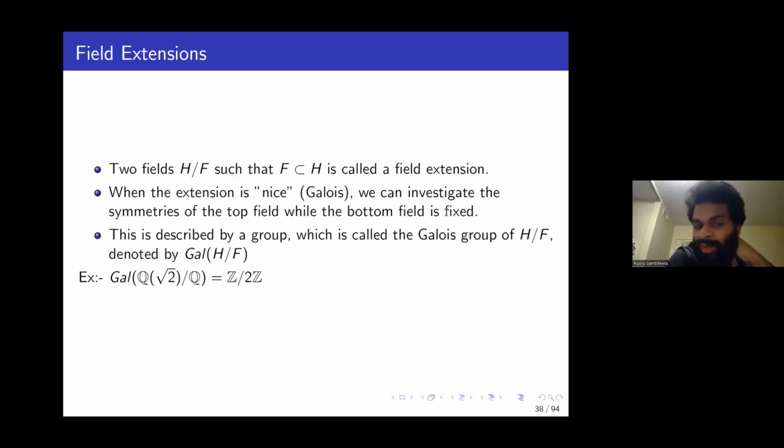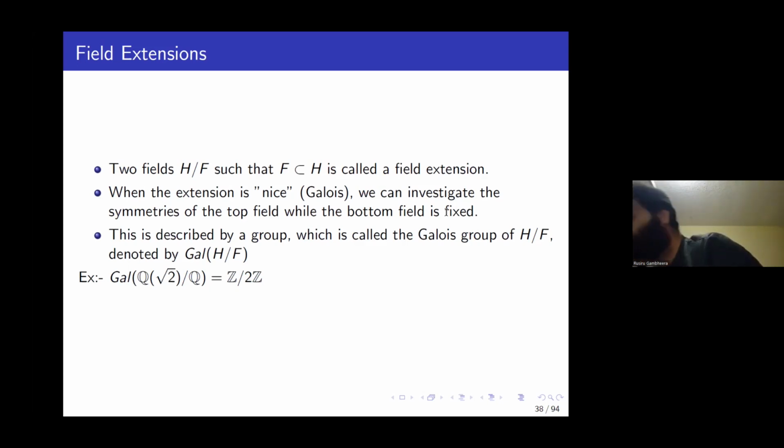root 2. So if you have the element a plus root 2b, this one is changing it to a minus root 2b. So when you have a field element a plus root 2b, this non-trivial group element in this Galois group is changing it to its conjugate. So that's what this group is doing. So it's shuffling around without breaking the field structure and keeping the Q fixed.